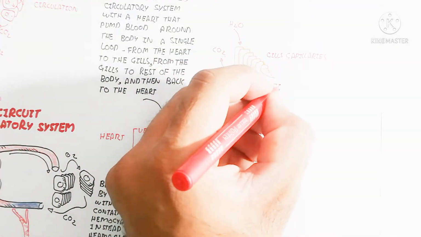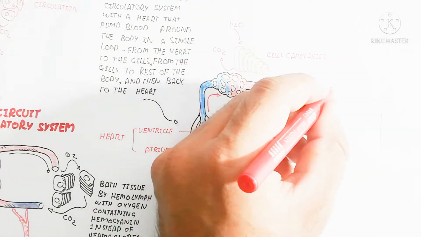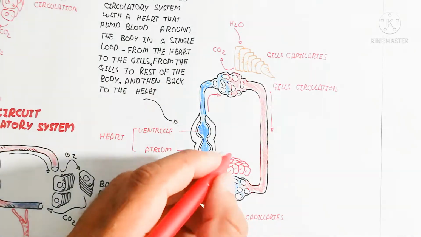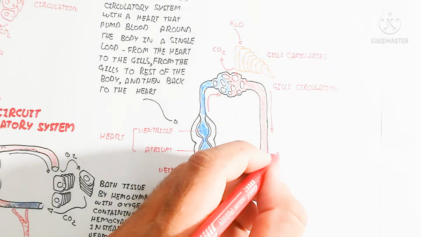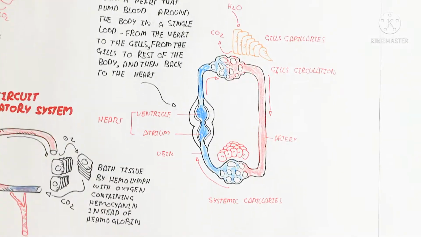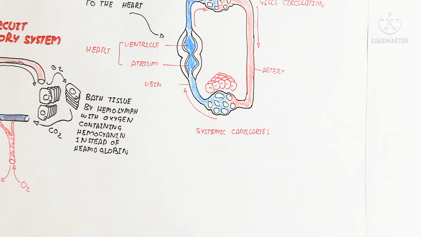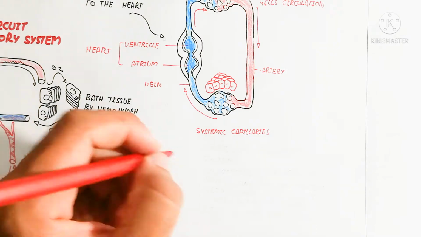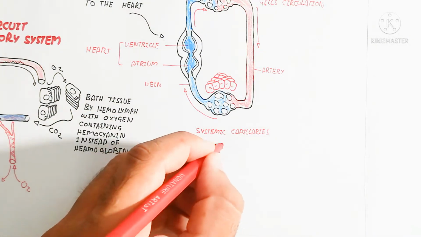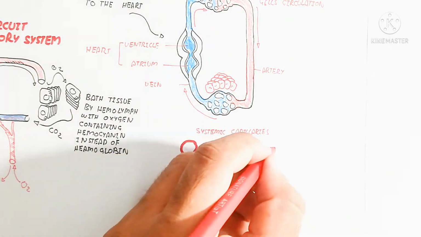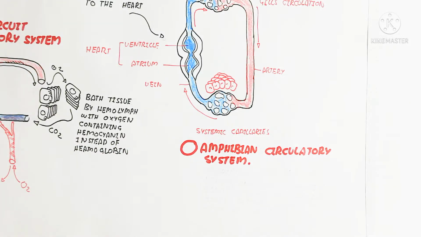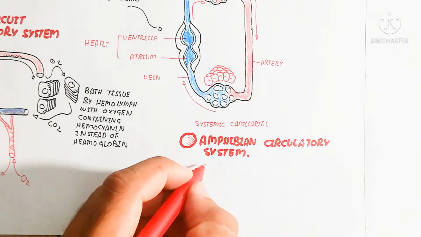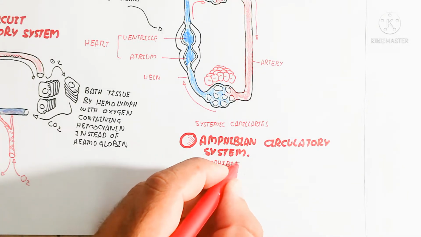After the gill circulation, the artery leads to the systemic capillaries for systemic circulation, to give oxygen to the tissue to consume the energy. So that is the important thing. The partial pressure will lead to exchange of the oxygen and carbon dioxide. On the other hand, we will discuss the amphibian circulatory system.